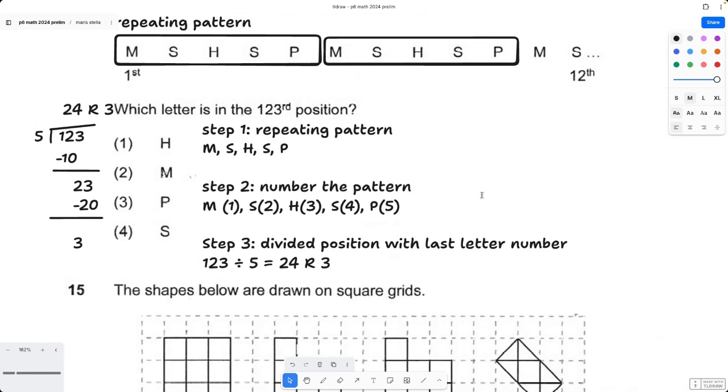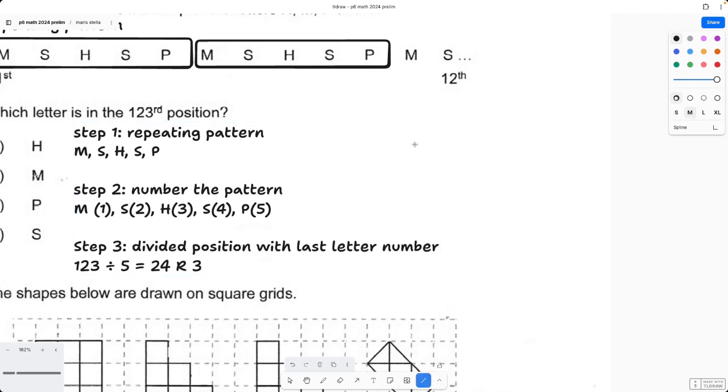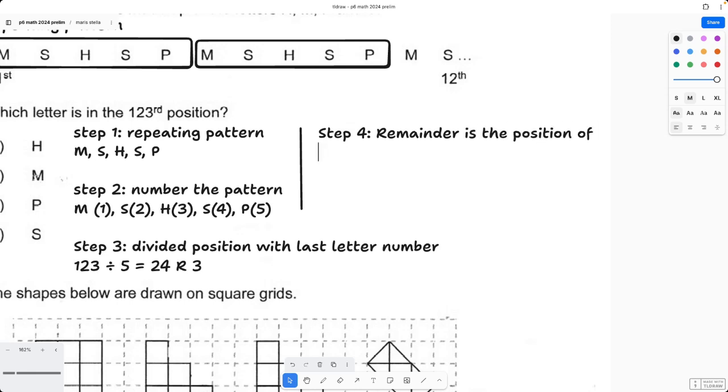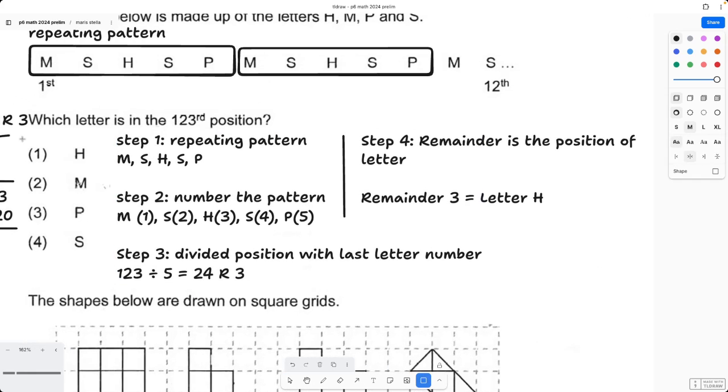Okay, and then last one, step 4. Step 4, remainder, is the position of letter, which is remainder 3, is equal to letter H. So the answer is option number 1.